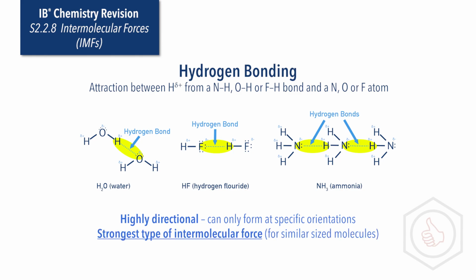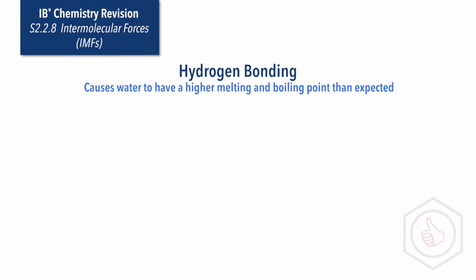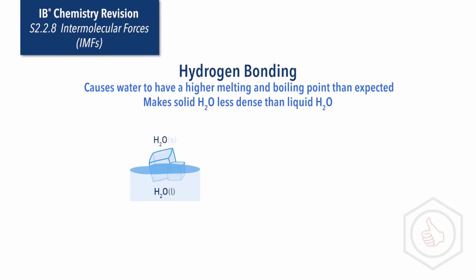They result in some very interesting physical properties of compounds, for example giving water an uncharacteristically high melting and boiling point, and cause solid ice to be less dense than liquid water. This is because at low temperatures, so below 0 degrees Celsius, water molecules don't possess enough kinetic energy to overcome the high attraction forces between hydrogen bonding. As a result, the molecules have to arrange themselves to maximize the amount of hydrogen bonding they can form, causing them to have an open hexagonal structure.